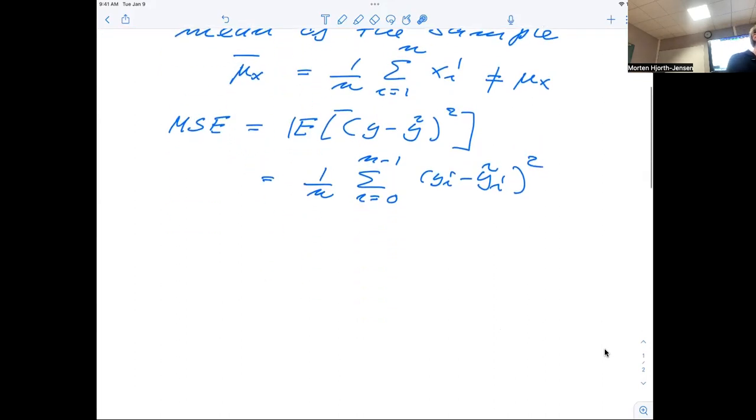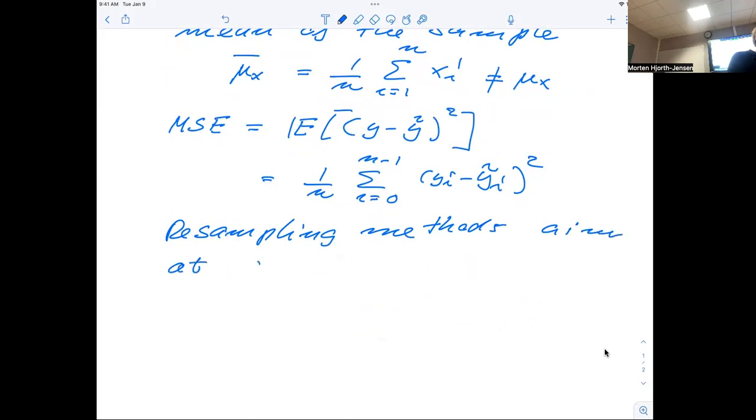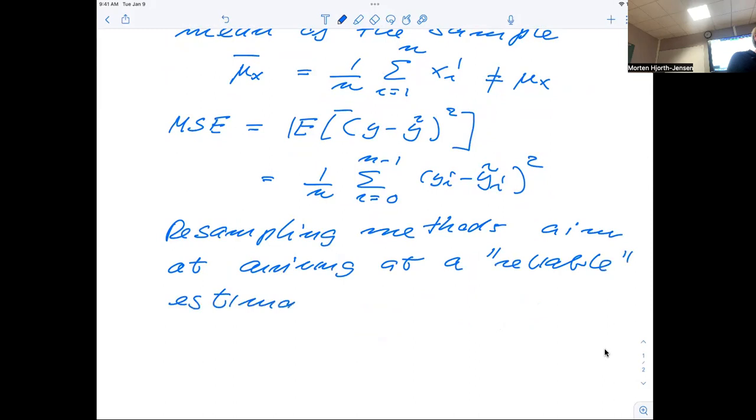So you could now say that these resampling methods, the aim behind them is, with the little data you have, at arriving at what I would call a reliable, and then we have to discuss what is meant by reliable, estimate of various expectation values.